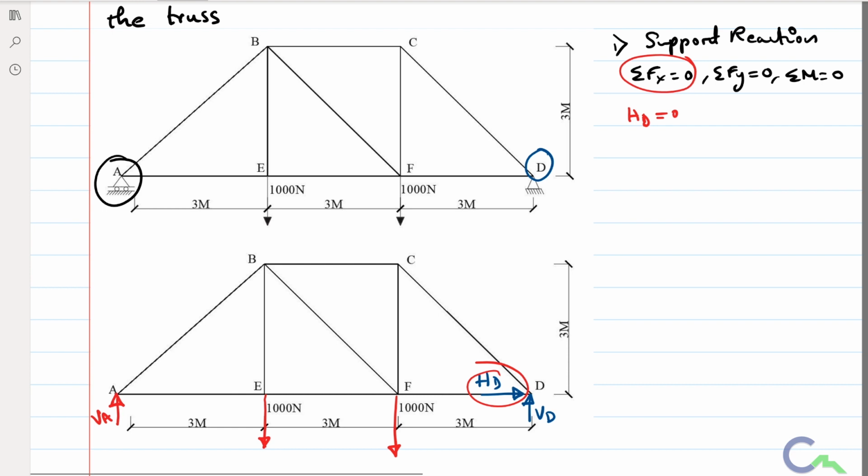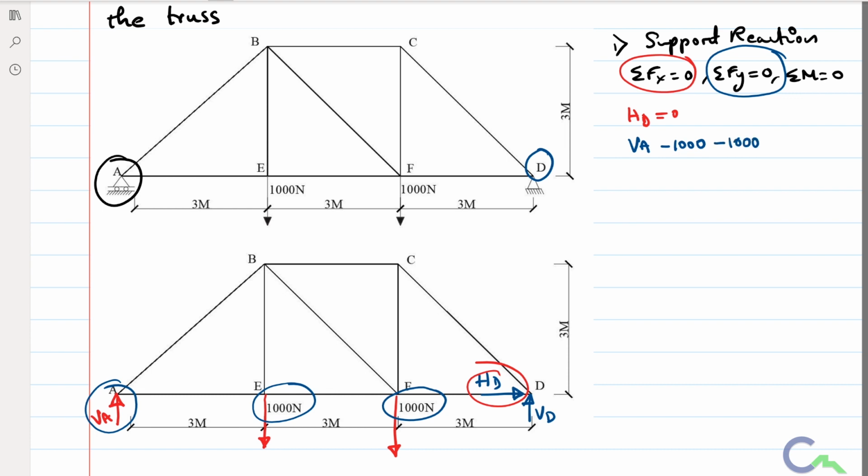Next equilibrium condition, the summation of vertical forces is equal to 0. VA is acting upward, so I will take VA in the positive direction, plus VA. Then the 1000 Newton acting downward, minus 1000. Then we have one more 1000 Newton which is acting downward, therefore minus 1000. Then VD is acting upward, plus VD, is equal to 0. I will take this as equation number 1.